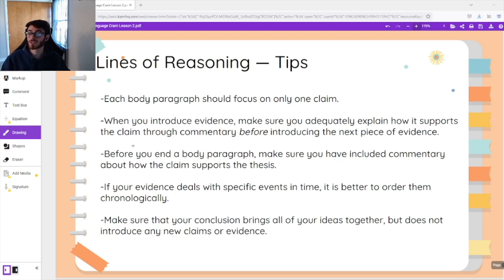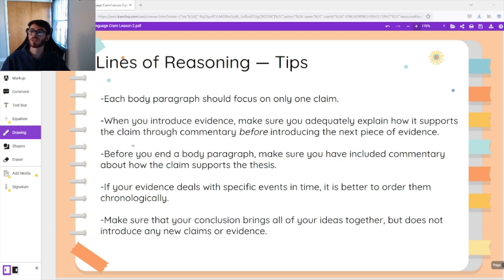If your evidence deals with specific events in time, it's better to order them chronologically. This doesn't apply as much to the argument essay because usually if you're coming up with evidence from your own head, from your own knowledge and experiences, you're not going to have specific points in time when these things happened. It's just maybe facts that you know or something like that.